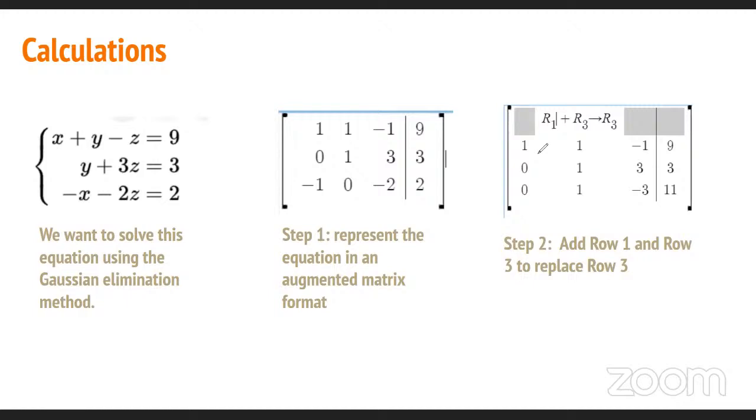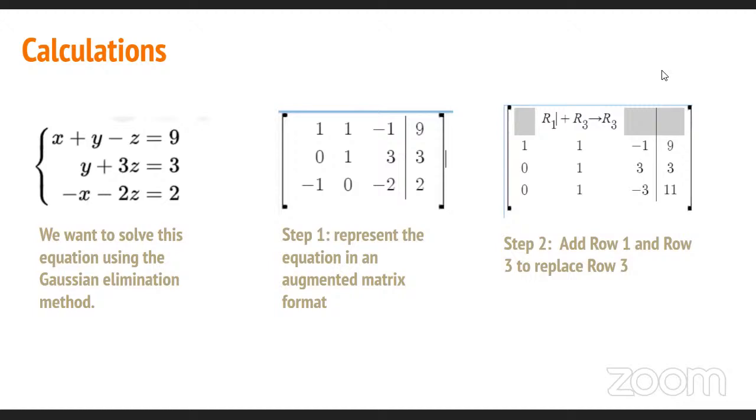All right, Mr. Abdulrahman. Yes, I think the question is about this: you have chosen to add your row 1 and your row 3, and the result is going to replace your row 3, and you have labelled your rows, right? If you look at step 1, on the first row you have 1, 1, -1, and 9. Then on row 3, you have -1, 0, -2, and 2.